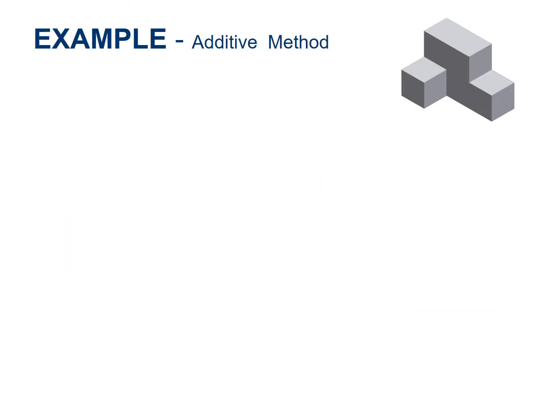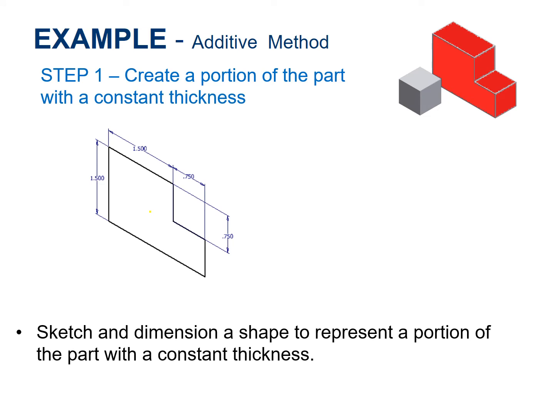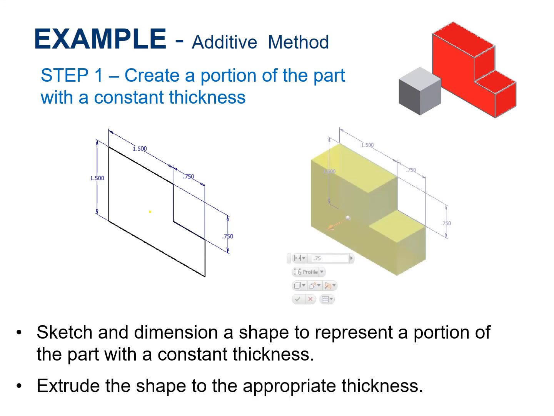Now let's look at an example of the additive method. Step 1 would have you create the main part of the object that you want to create. It usually has a constant thickness or the main shape of the object. Then you would sketch that object and extrude it to create the constant thickness of that main part.